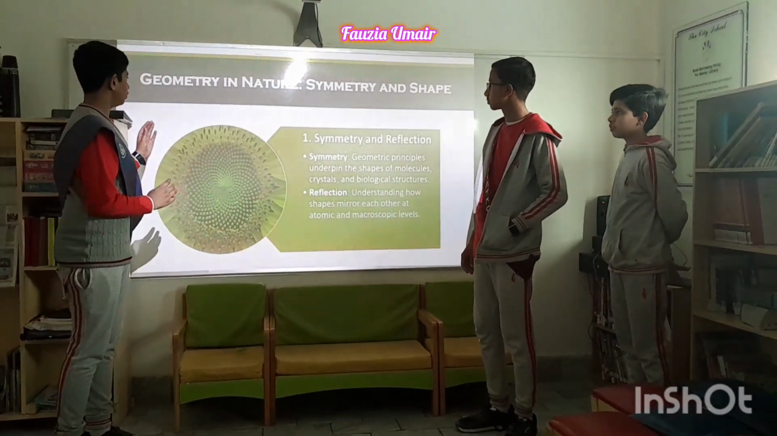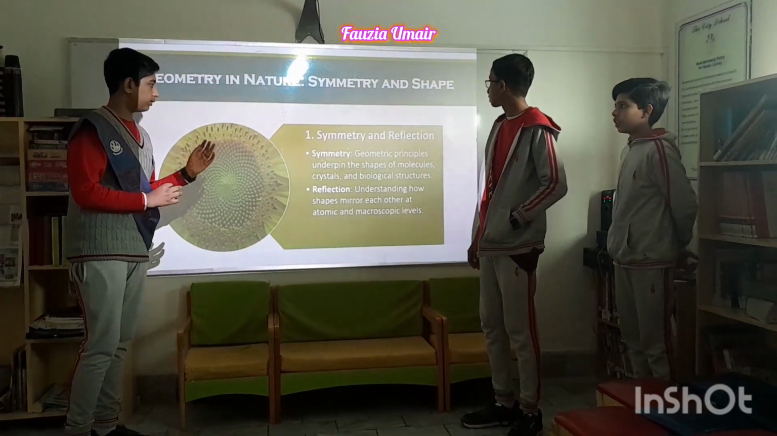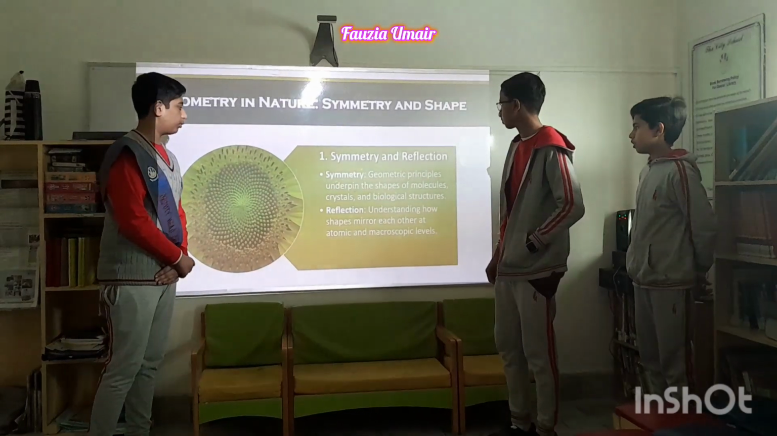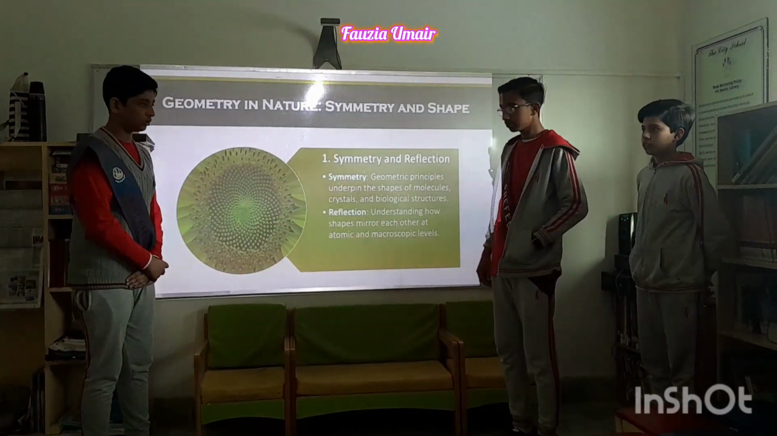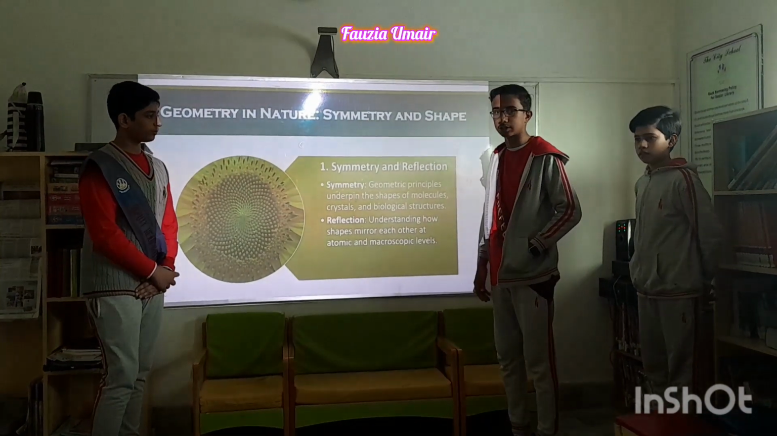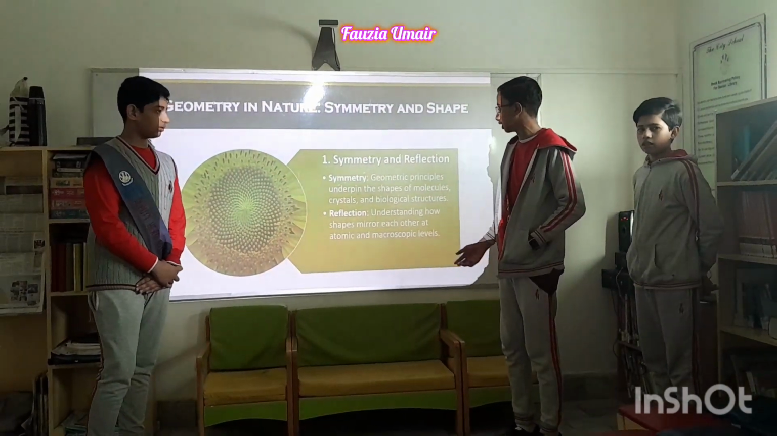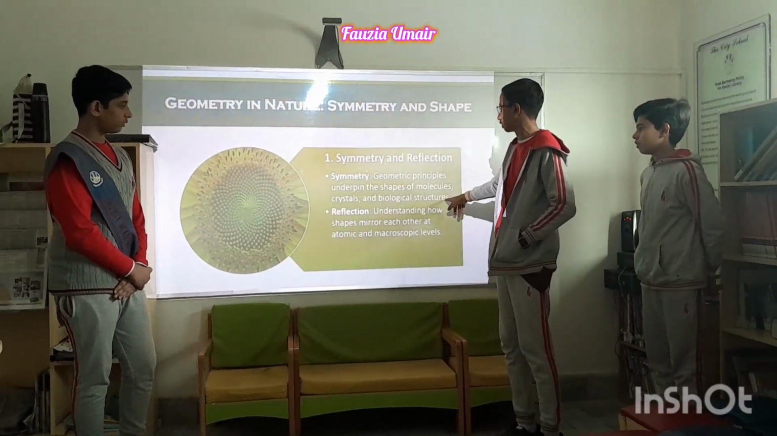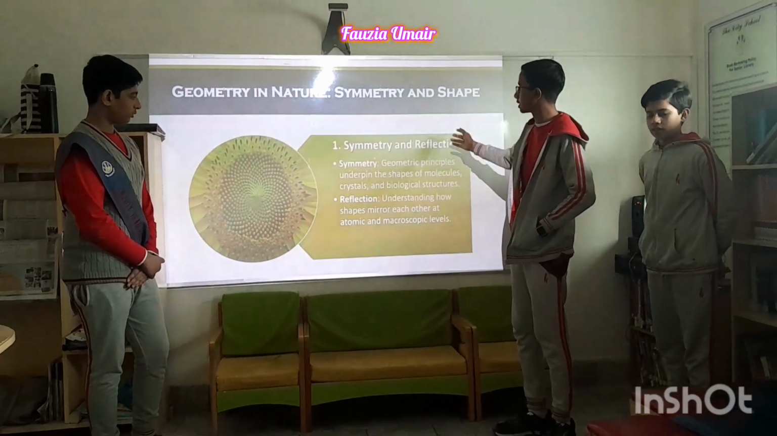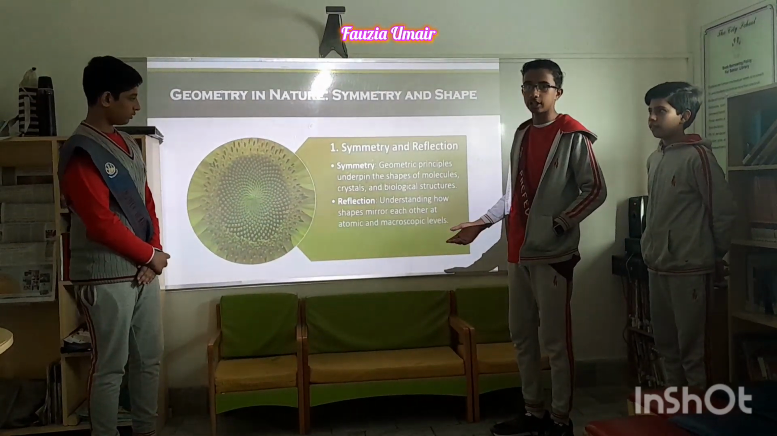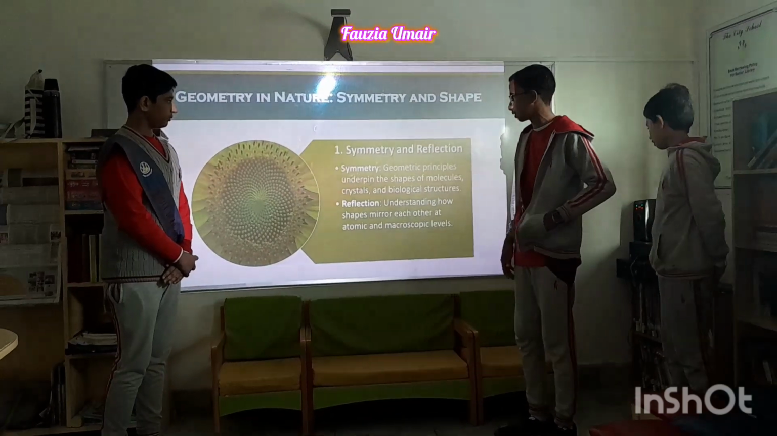Now we are going to explain geometry in science. First of all, we have symmetry, which means geometrical principles underpin the shapes of molecules, crystals, and biological structures. Symmetry is basically a principle or a chapter of maths which we learn daily in our daily life, and here the geometric principles, the shapes of molecules, crystals and biological structures are basically interlinked with symmetry and show how geometry is linked with nature in our science.